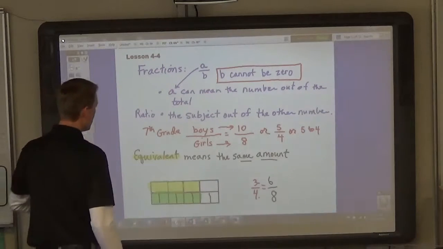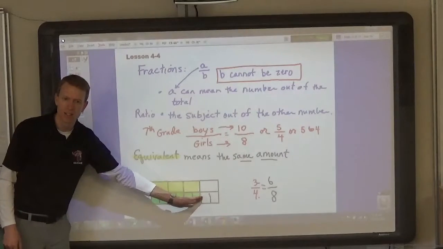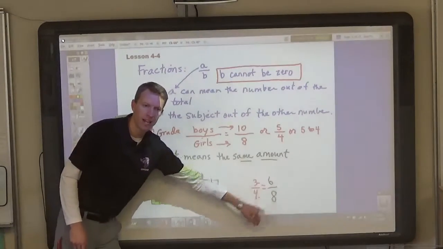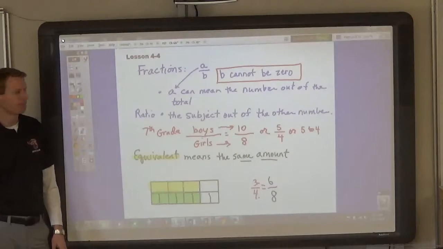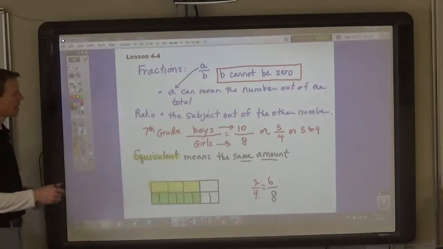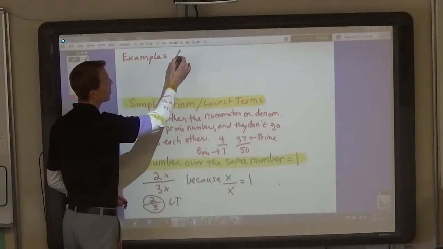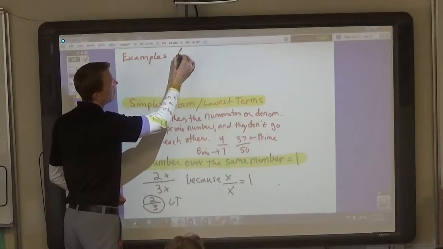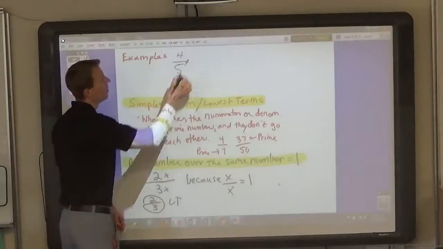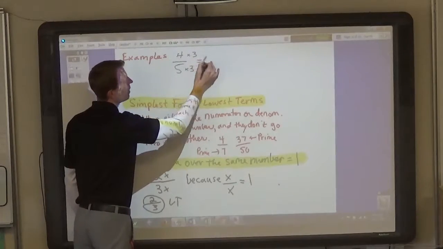Okay. So, when we cut them all in half, we have the same amount shaded, but the pieces are a different size. So instead of 3/4, we have 6/8. That's what equivalent means in fractions. Equivalent means the same amount but different size pieces. So for example, you can find equivalent fractions by multiplying both numbers by the same number. If we multiply these by 3, then we would get an equivalent fraction.